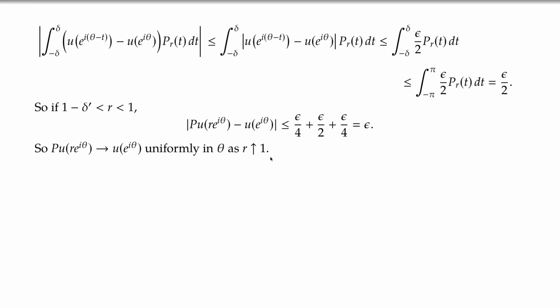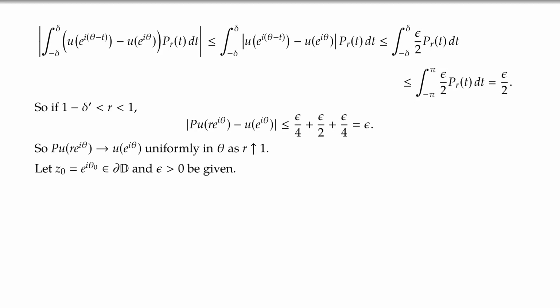Now that's a different statement than saying that pu is continuous, because the definition of pu at e^{i theta} is just u, right? It's not quite saying that pu is continuous. We'll be able to prove that it is, but it's not quite the same statement. This is some limit along radial lines, but it's uniform. And that's going to make it work.